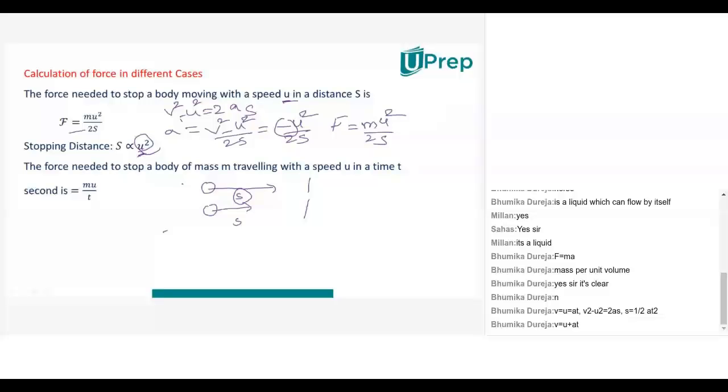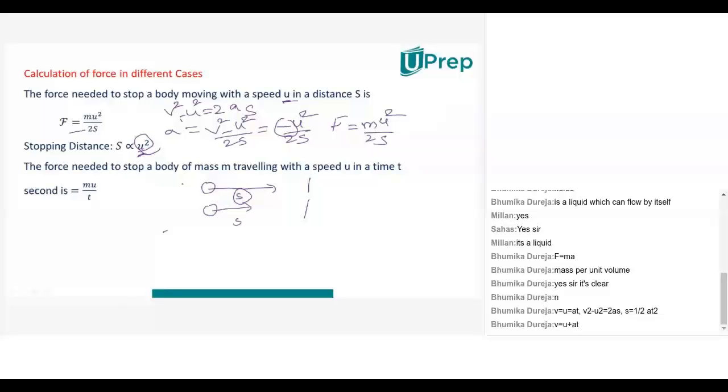Yes, sir. Okay. Now tell me, in this equation what is u? Initial velocity. Very good. What is s? Distance. Which distance? The distance traveled by an object before coming to rest, isn't it? Yes, sir.